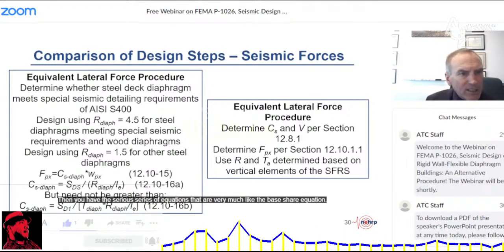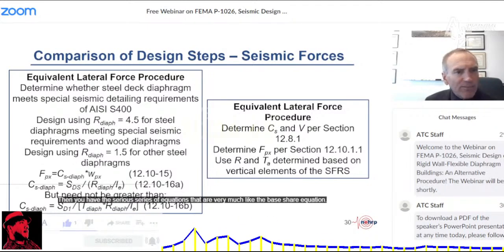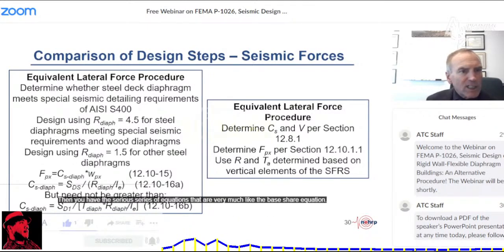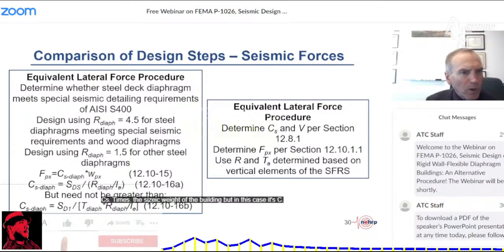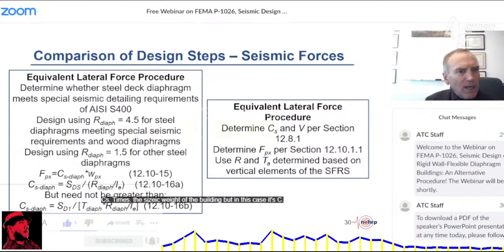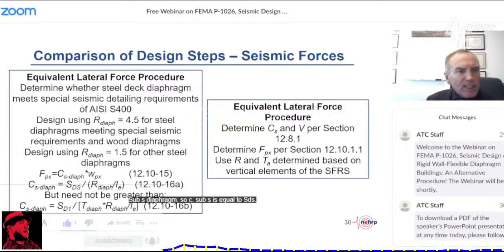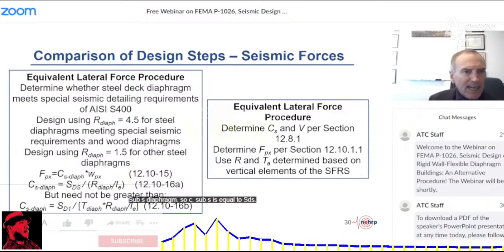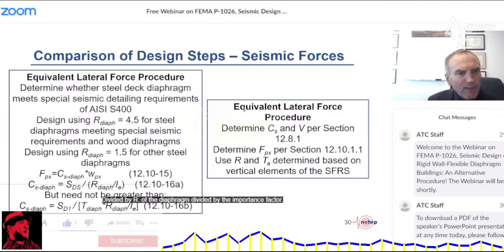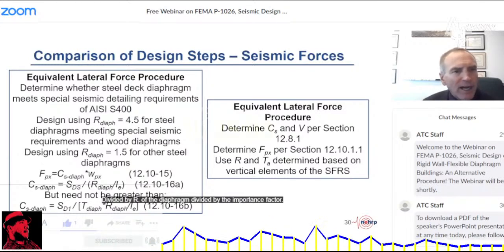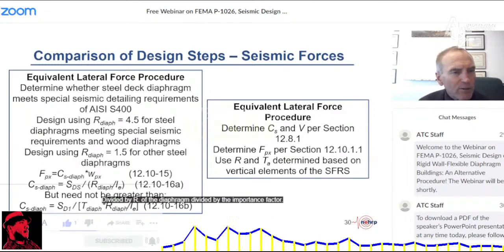Then you have this series of equations that are very much like the base shear equation, Cs times the seismic weight of the building, but in this case, it's Cs diaphragm. So Cs is equal to SDS divided by R of the diaphragm divided by the importance factor.